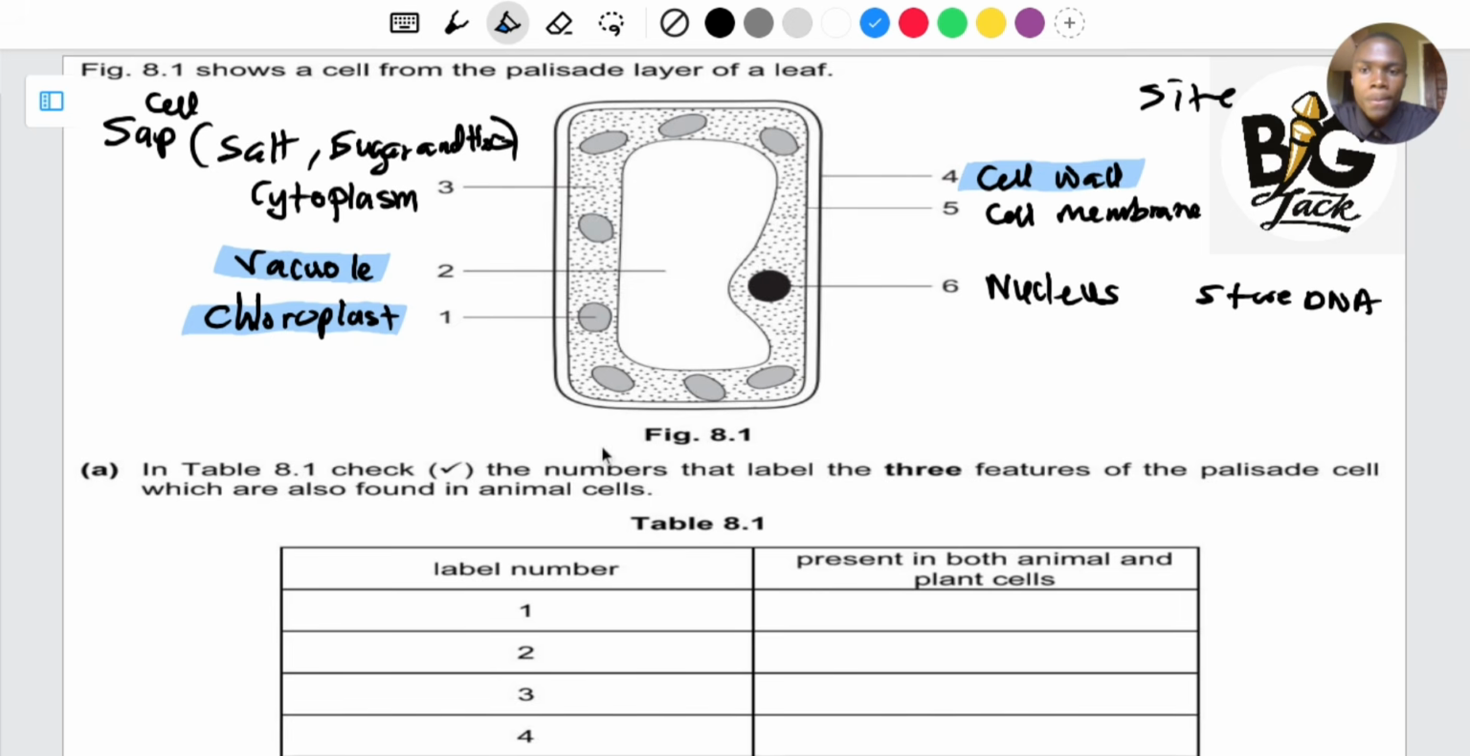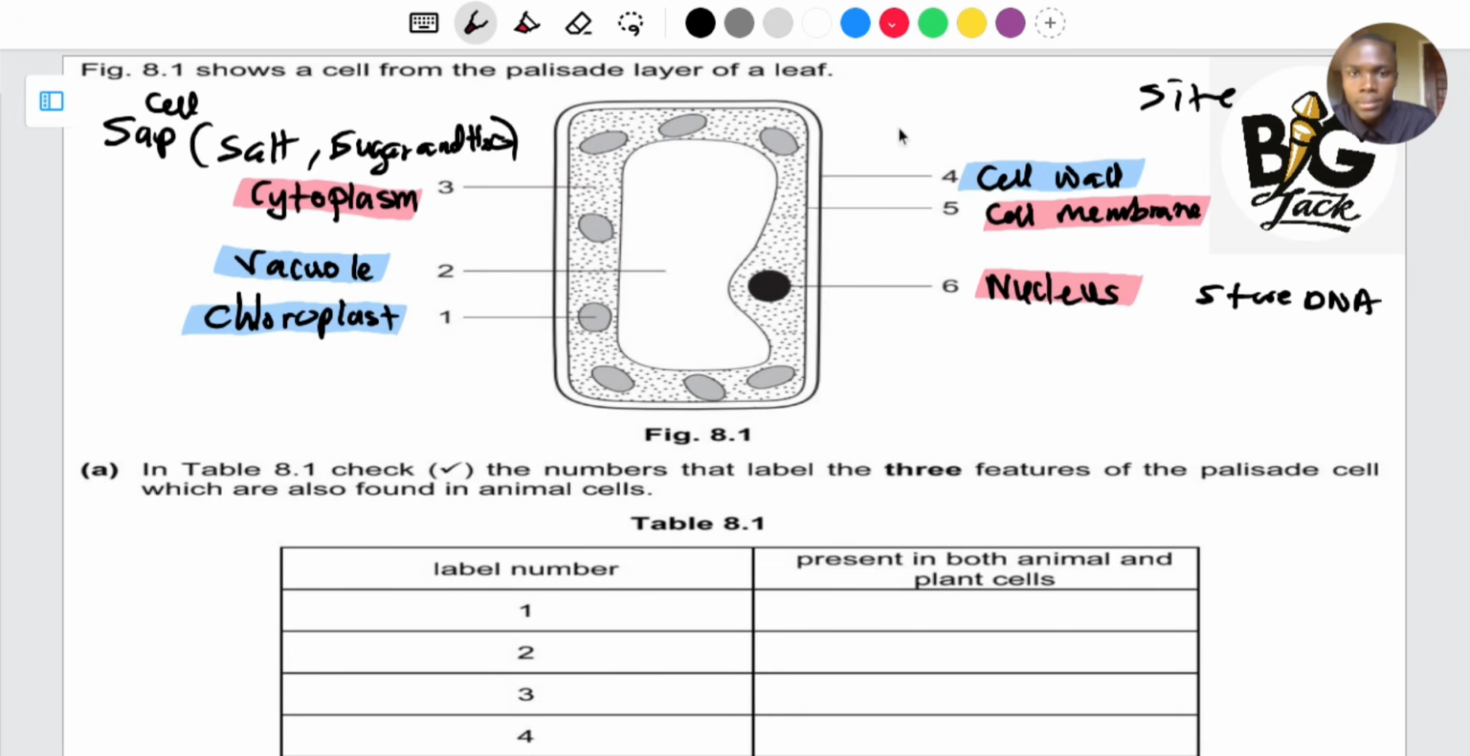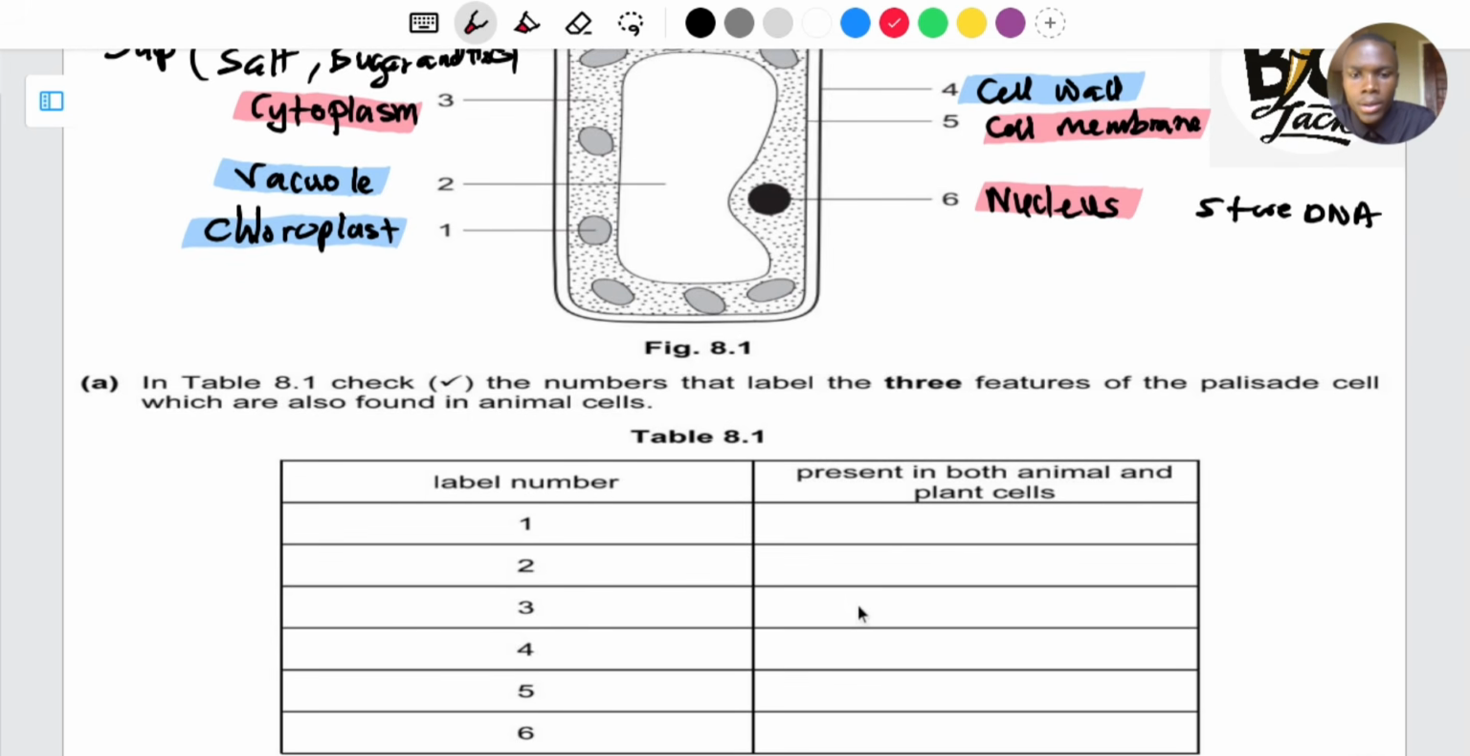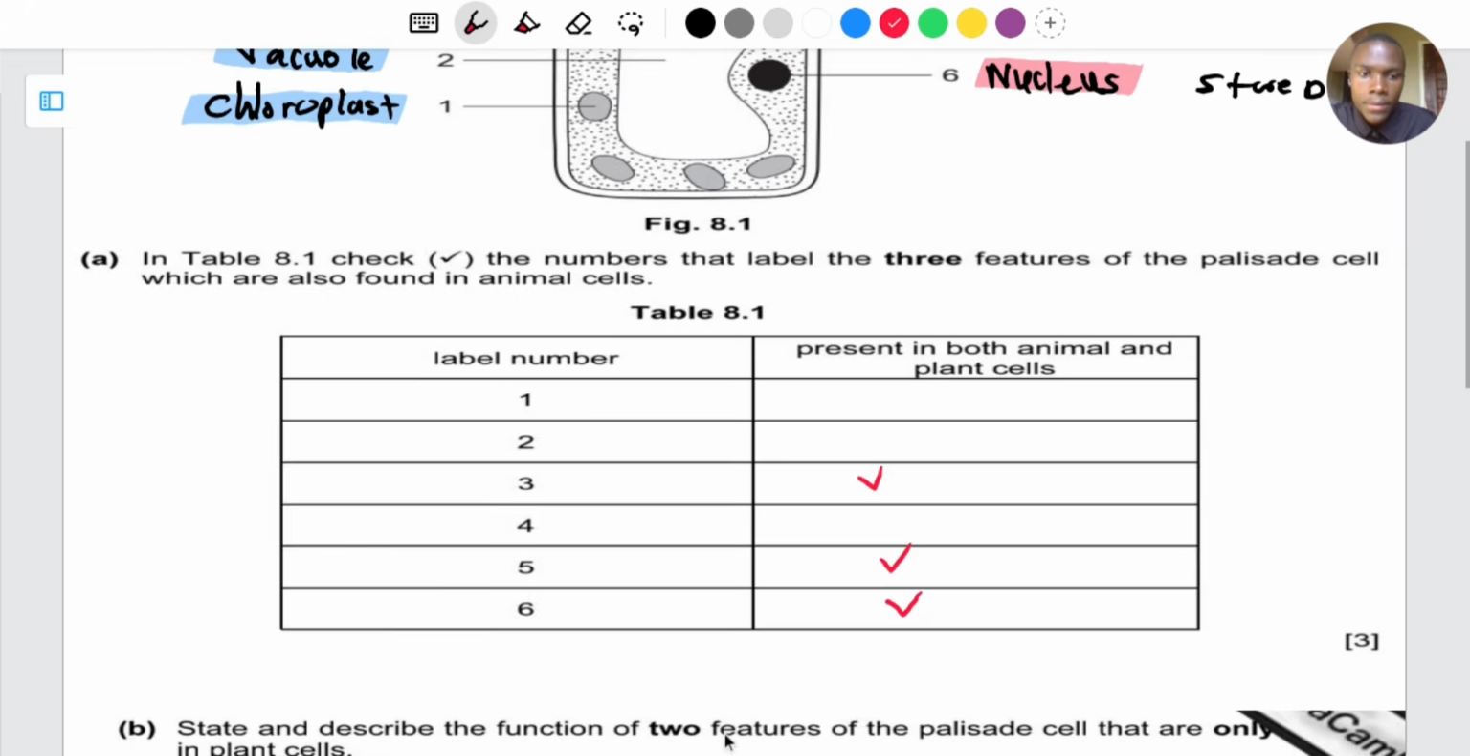Now, this question is asking us to label the 3 features which are also present in animals. So what are those? We have the cell membrane, the nucleus, as well as the cytoplasm. So you just have to tick. Cytoplasm is represented by 3, so I'm going to tick this one. The cell membrane is represented by 5, so I have to tick this one. And then the nucleus is represented by 6, so I have to tick this one. So we are done with that question.